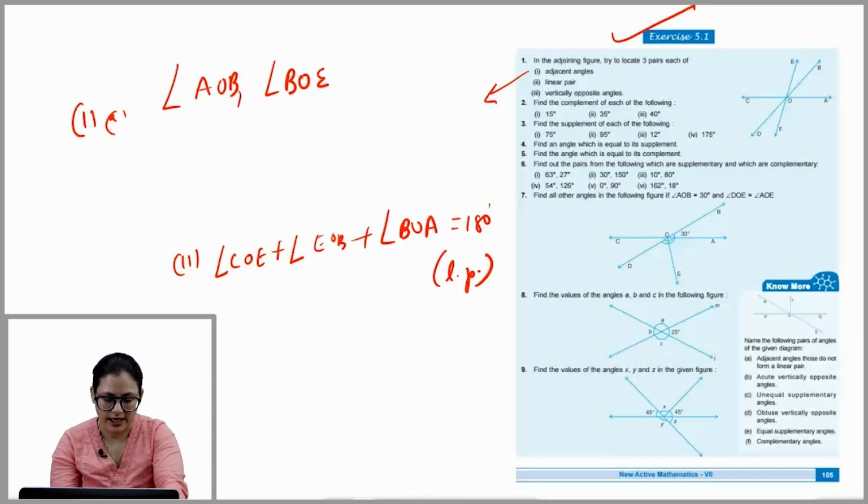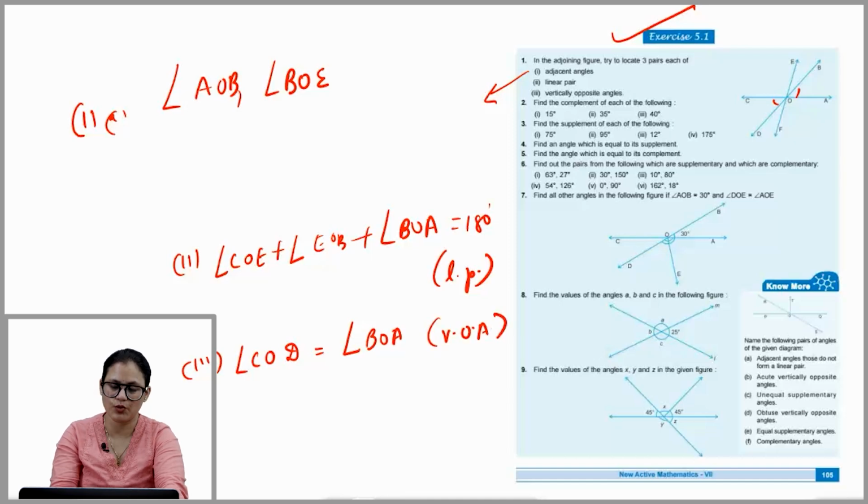And number 3, vertically opposite angles. See, this angle is opposite to this angle, right? You can write it as angle COD is equal to angle BOA. Okay, reason is vertically opposite angles. So you will find 2 more pairs, right?